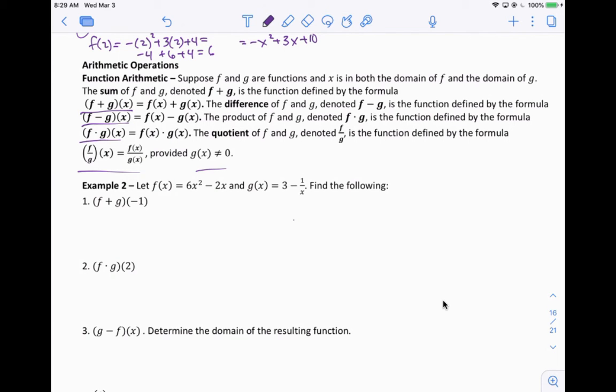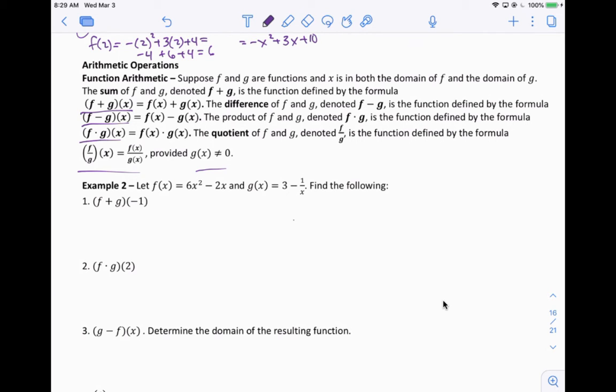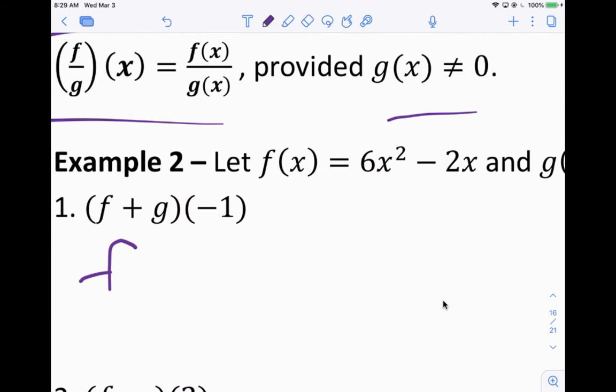So they want us to do 2 things here. Actually, they first want us to add the functions. Whoops, sorry about that. And then actually find f of negative 1. They want us to plug in negative 1 at the end. So let's go ahead and add f of x. I'm going to need to zoom in so I don't run out of room.